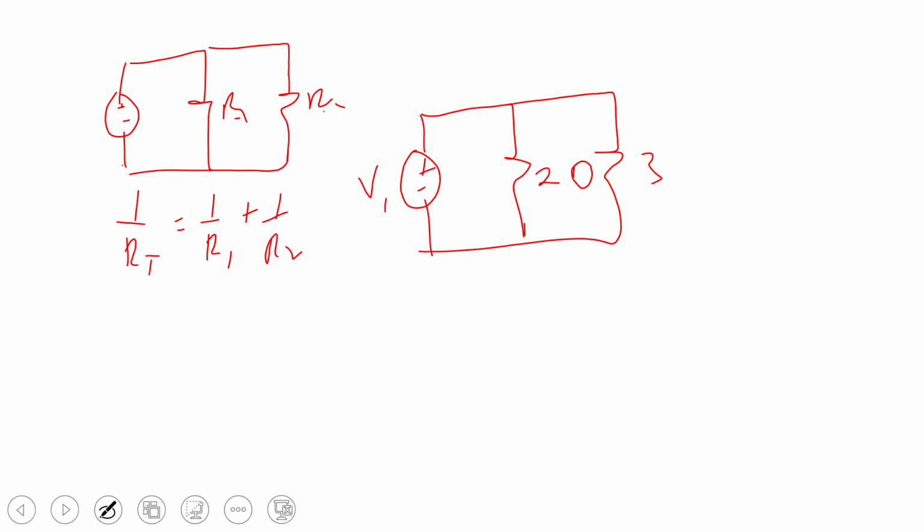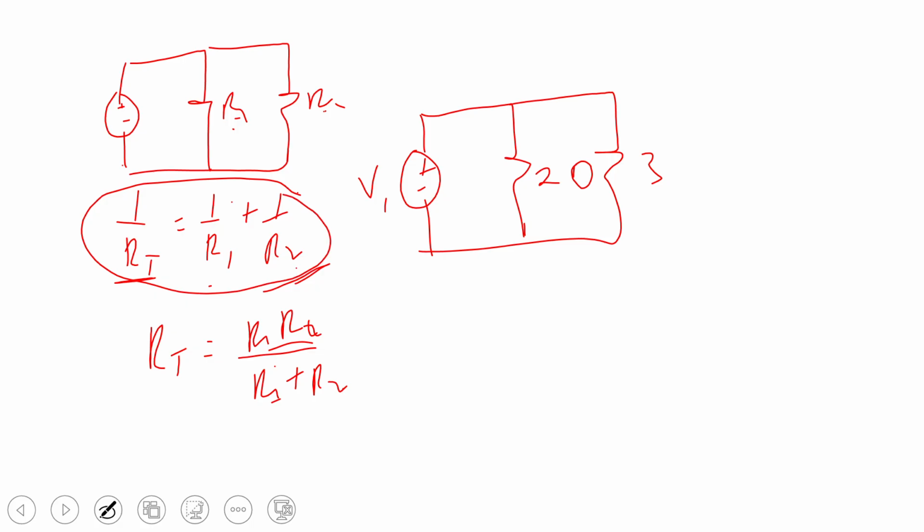But most of the time, I don't like doing 1 over this plus 1 over this because sometimes you forget to find the reciprocal to find the total resistance. So here, if you make RT the subject, you realize that you get R1 R2 over R1 plus R2. So I like using this. I'll just multiply the two resistors divided by their sum. And it's the same as using this formula.